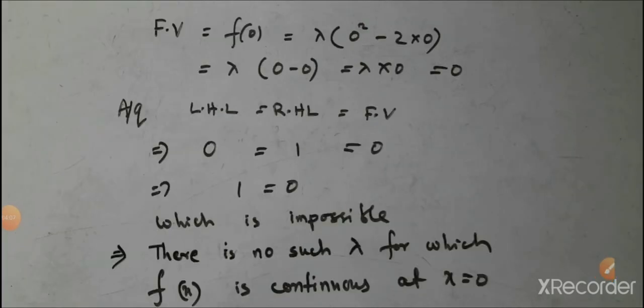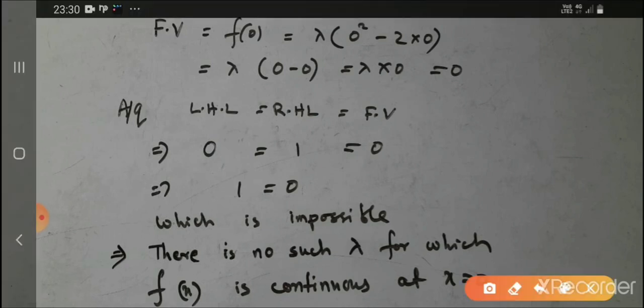Now we have to find the function value. The function value is f of 0, at x equal to 0. F of 0 is defined by the first function, lambda into x square minus 2x. So x is 0: lambda into 0 square minus 2 into 0, that is lambda into 0 minus 0. So lambda into 0 equal to 0.